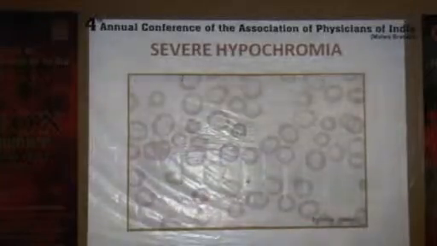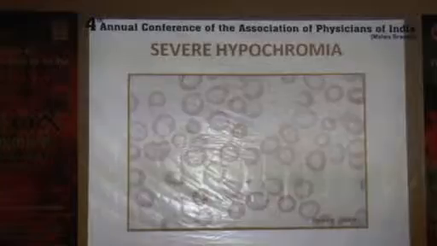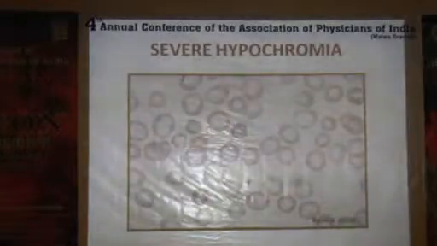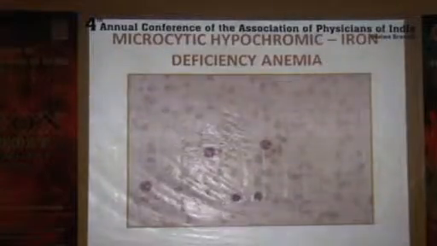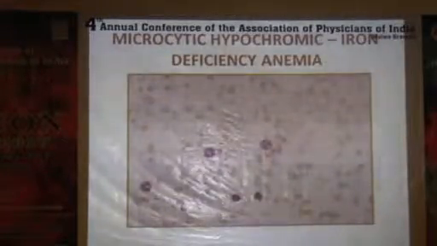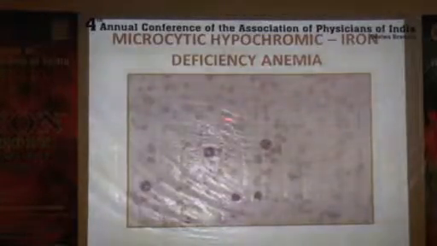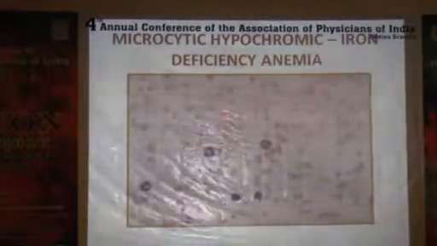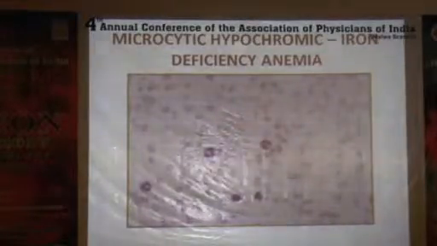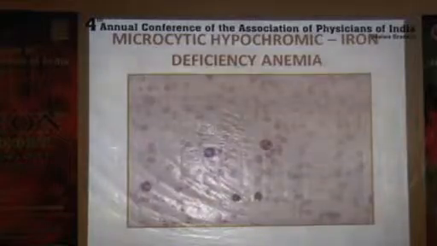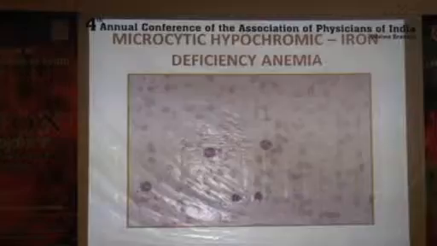This is how hypochromia means pale looking cells. This is what the peripheral blood film in hypochromia looks like. This is a classical picture of microcytic hypochromic iron deficiency anemia. The cells, look, are small. And just look, the central pallor has now increased. It's not 1/3 now. It's occupying more than 1/3. Less of hemoglobin content.